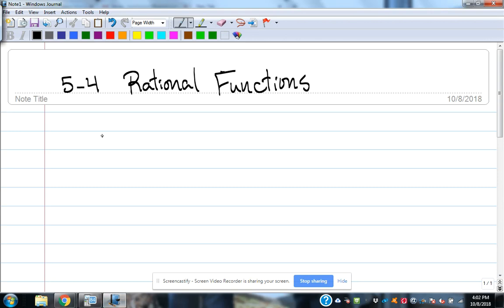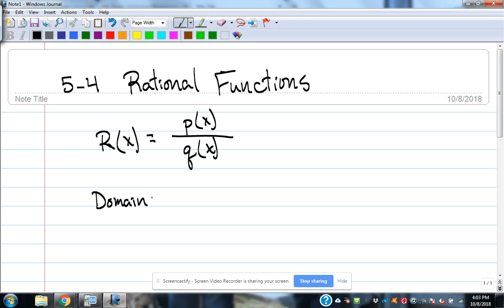So a rational function is a function that has a polynomial on top and a polynomial on the bottom. Okay, that is a rational function. We have some polynomial function up top and some polynomial function on the bottom. With a polynomial function on top and bottom, finding the domain is pretty standard.